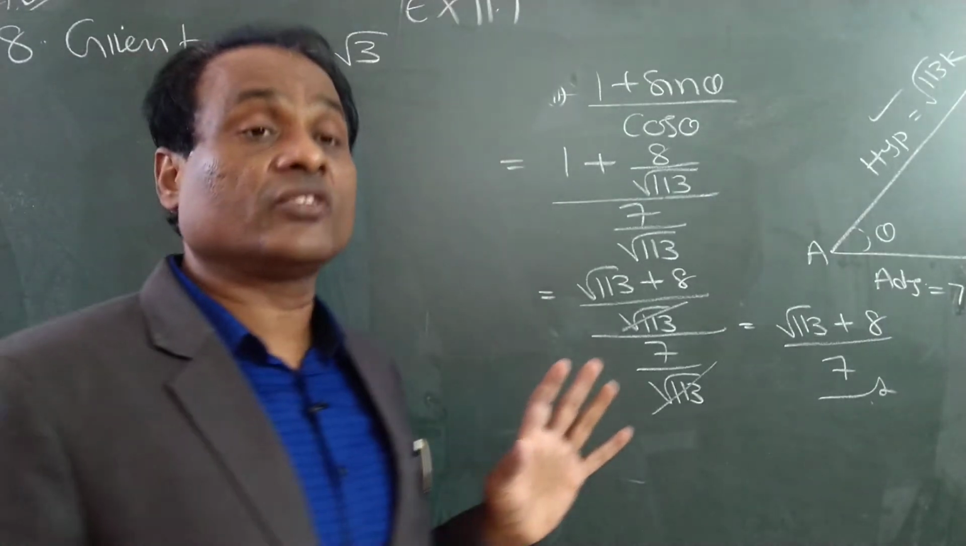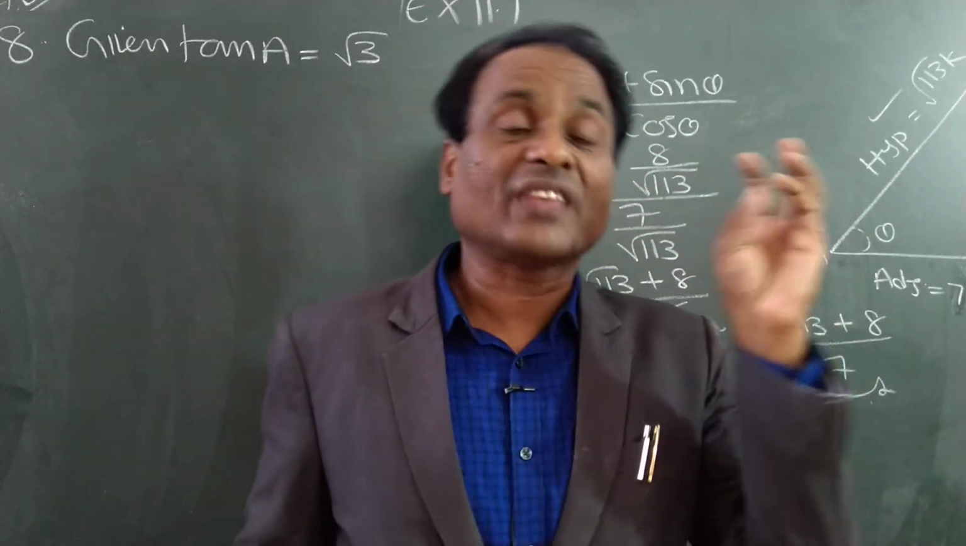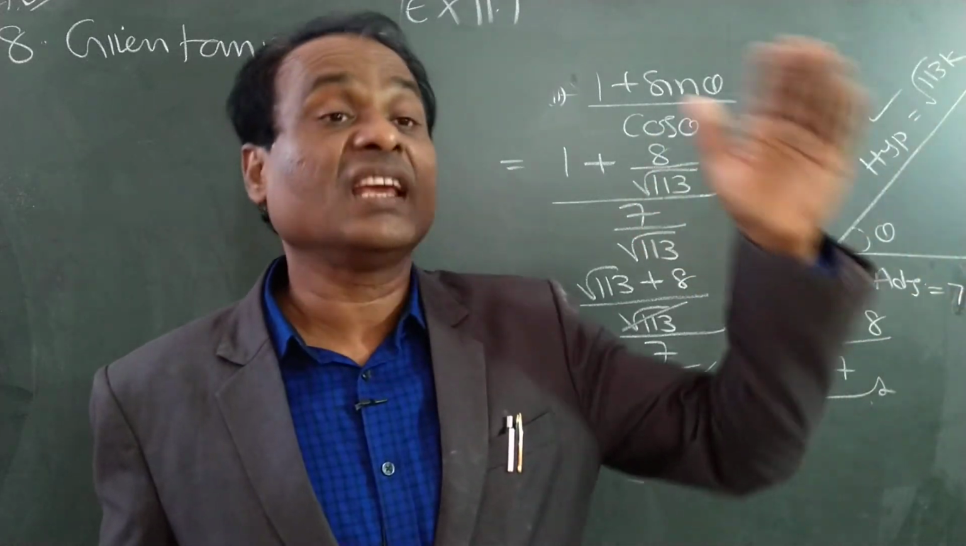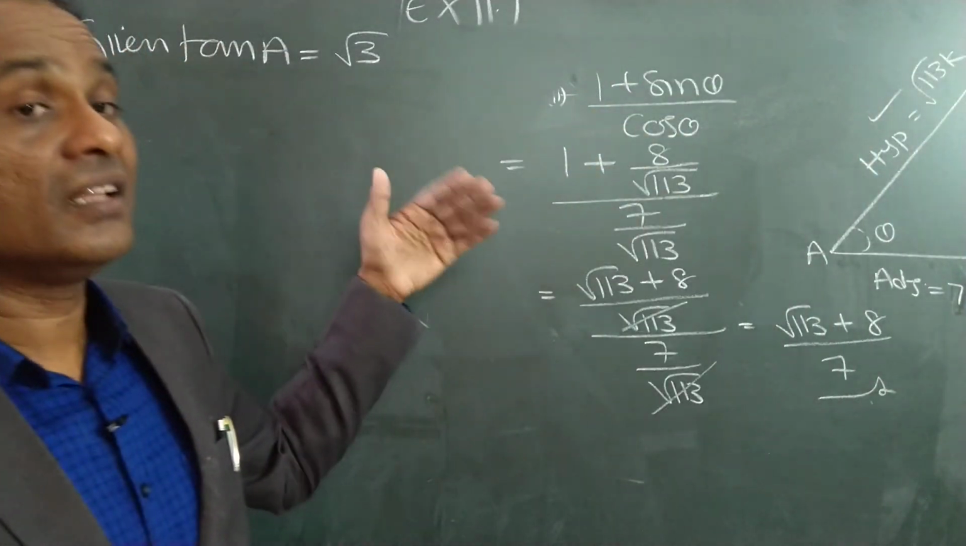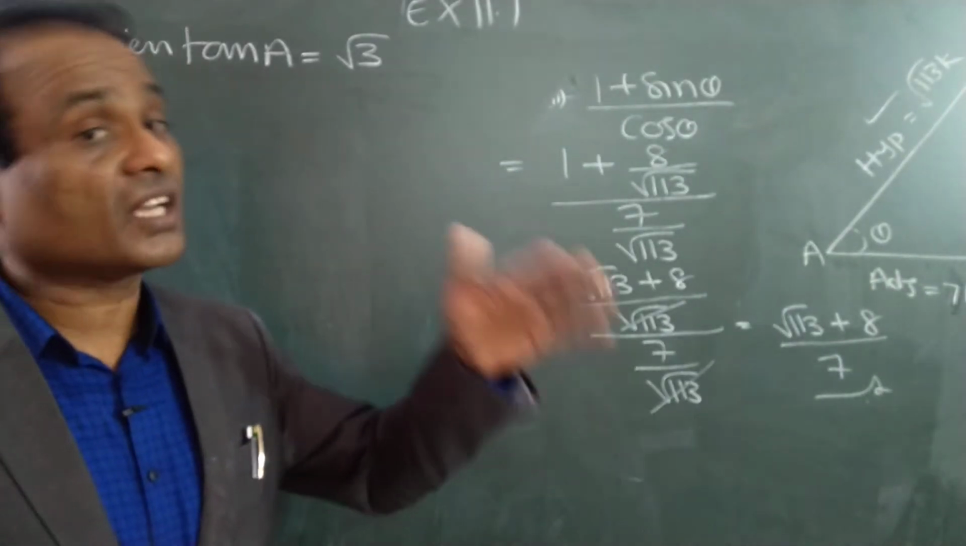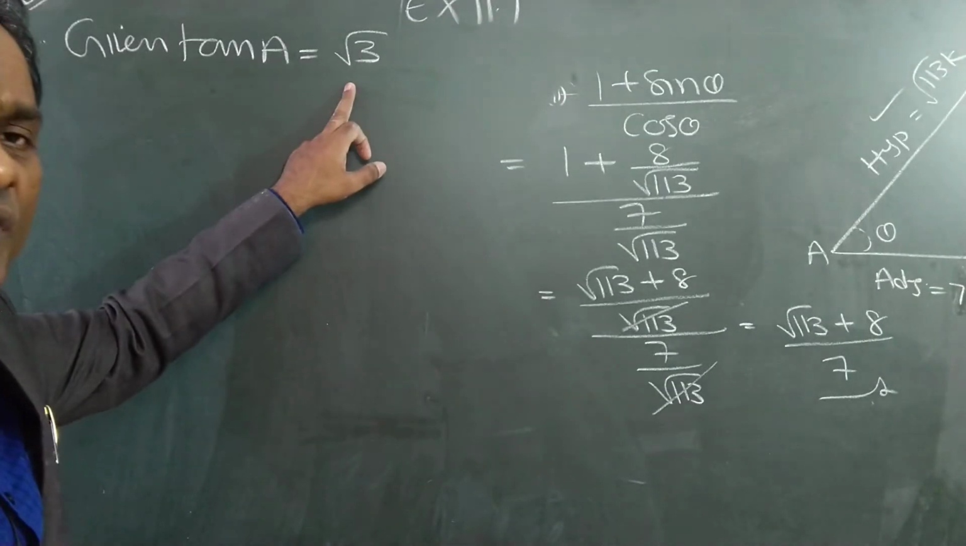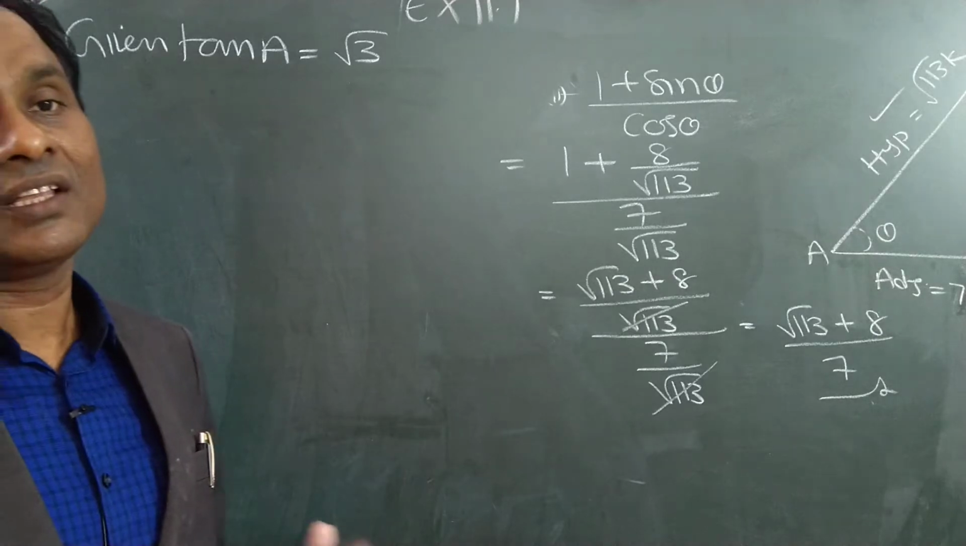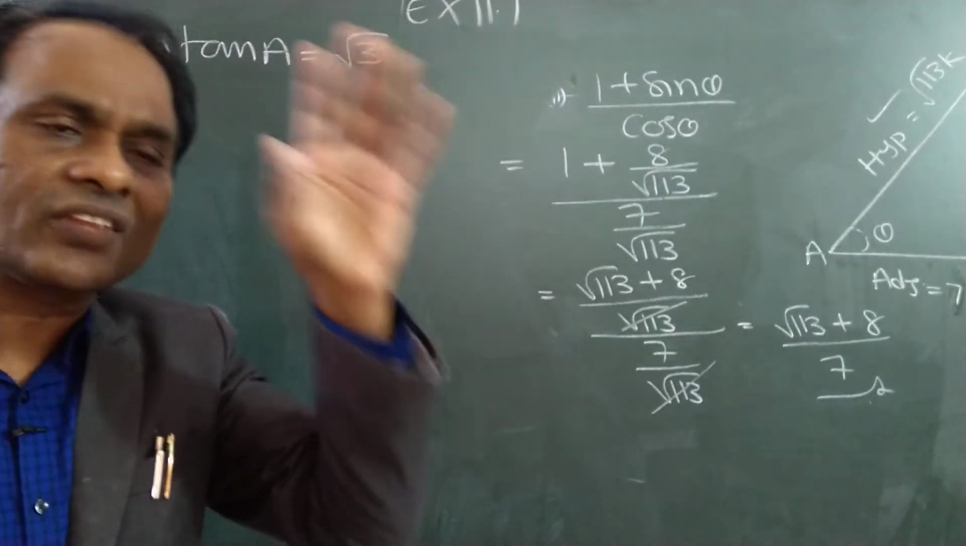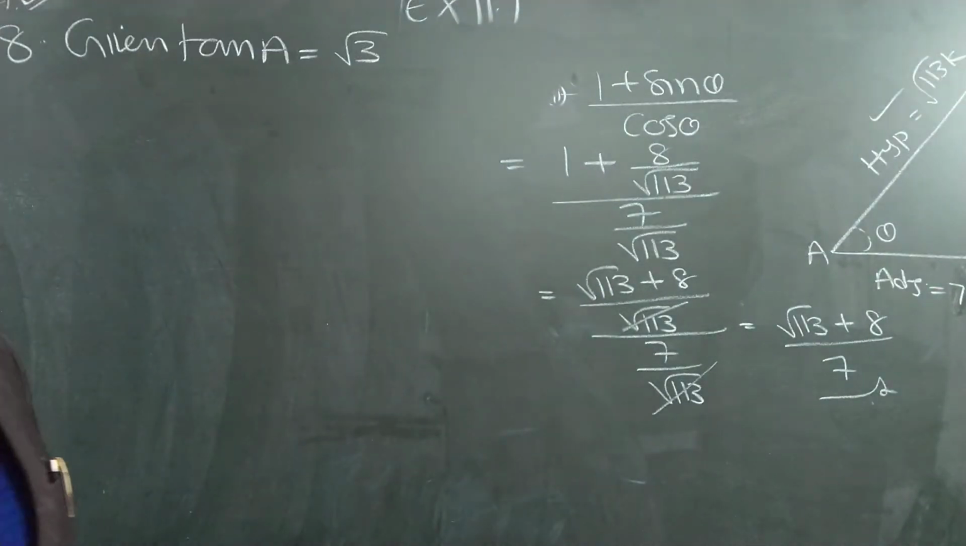How many trigonometric ratios do we have? Six: sin, cos, tan, secant, cosecant, cot. We have 6 trigonometric ratios. If one ratio is given, we can find the remaining 5. That is the concept. So, using the same concept, we are solving the problems.